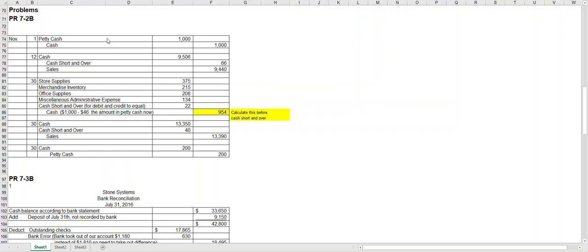Let's say you want to set up a petty cash fund for $1,000. Petty cash is just going to be a current asset just like cash. So you debit petty cash and you credit or take it out of cash for $1,000.